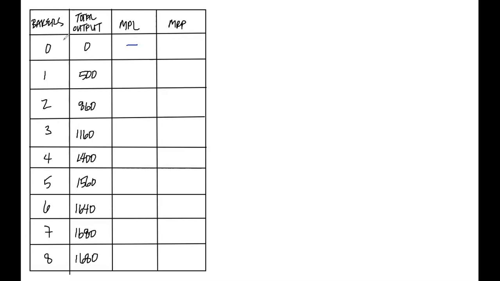So the marginal product of labor for 0 bakers is just going to be 0. And then since each of these bakers go up by 1, we can just take the difference of total output, because technically our equation is the change in output over the change in labor. That's technically what our MPL equation is. But in this case, because each of these bakers are increasing by 1, we can just take the difference of total output. So we have 500, 360, 300, 240, 160, 80, 40, and 0.